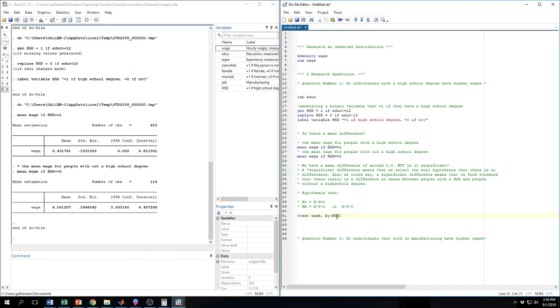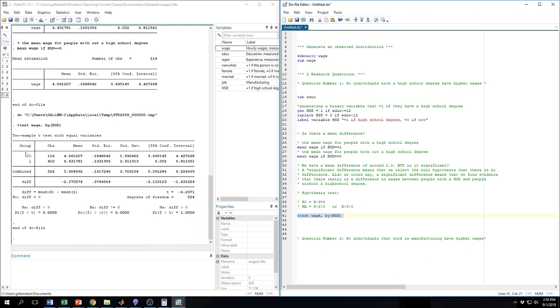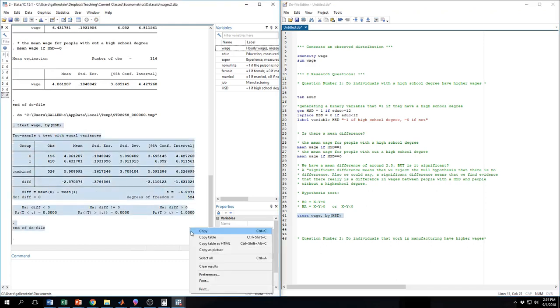What this very nice line of code does is generate the average wage for people with a high school degree, the average wage for people without a high school degree, and the difference, and then it will show you whether or not that difference is statistically significant. It reports the p-value. So let's run it. Here we go. We're doing our t-test. Here is our output from our t-test.